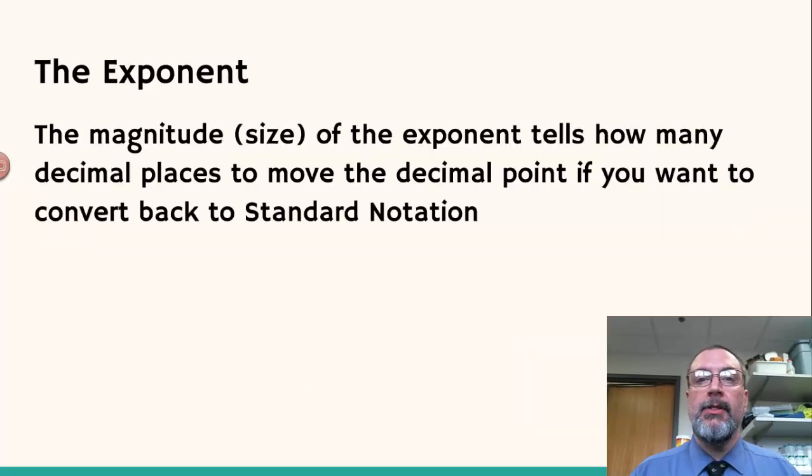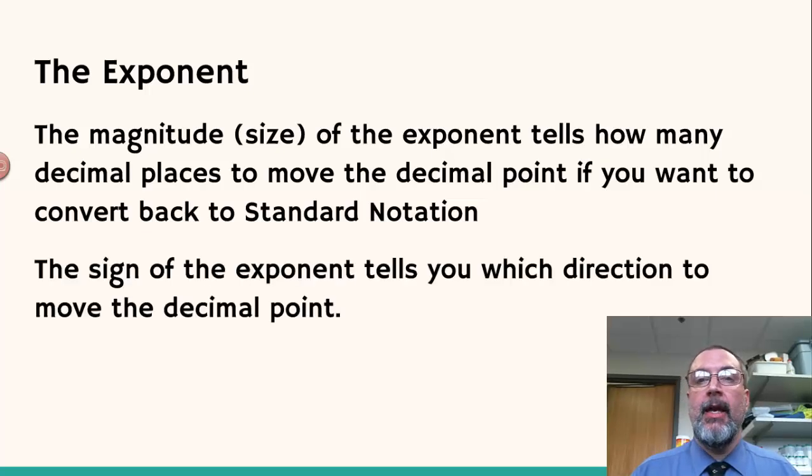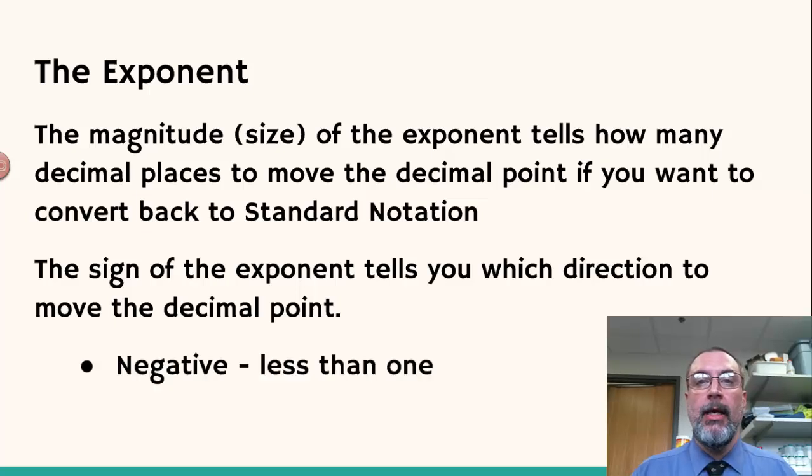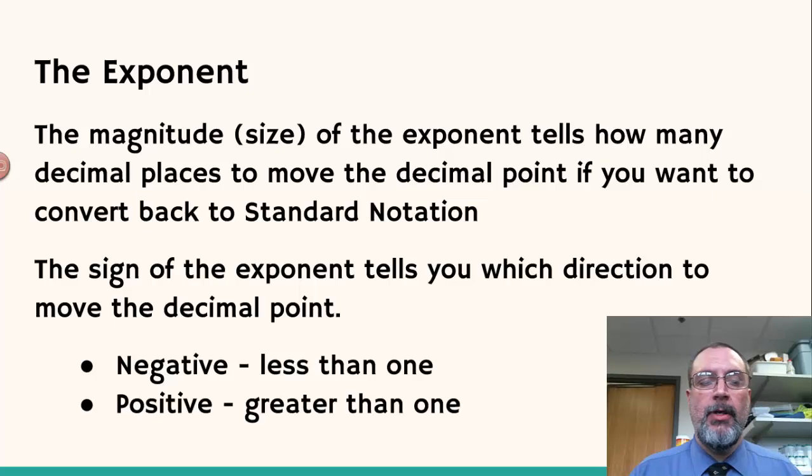Now the exponent gives us some information about how big the actual number is. The size of the exponent tells us how many places the decimal point needs to move if I want to convert back to standard notation, for example. Okay? And the sign of the exponent tells me which direction to move the decimal point. If the exponent is a negative 1, that means the original number is smaller than 1. If the exponent is positive, it means the original number is greater than 1. And if you want to take a number in scientific notation and make it greater than 1, you have to move the decimal point to the right. And if you want to make it less than 1, you move it to the left, just like as if you were doing the conversions in the SI system.